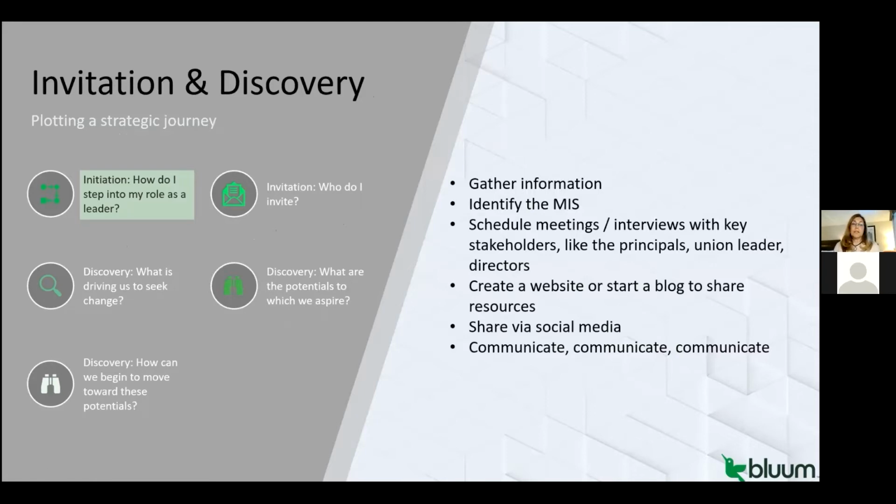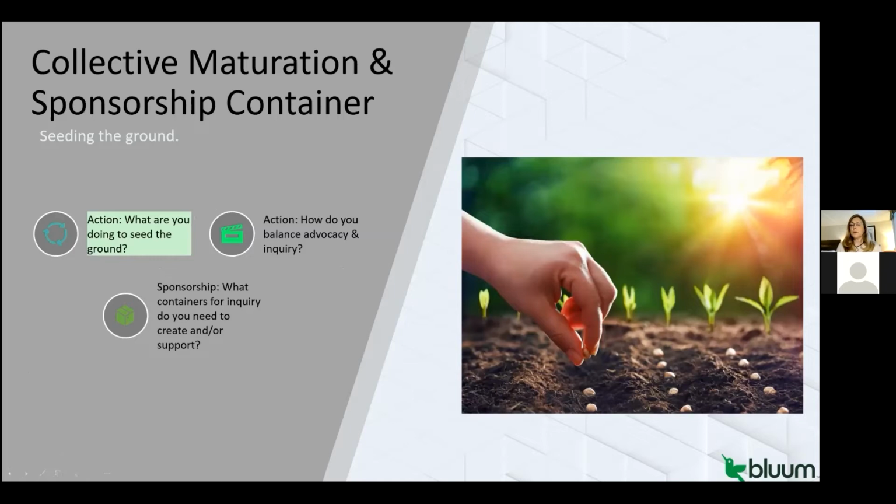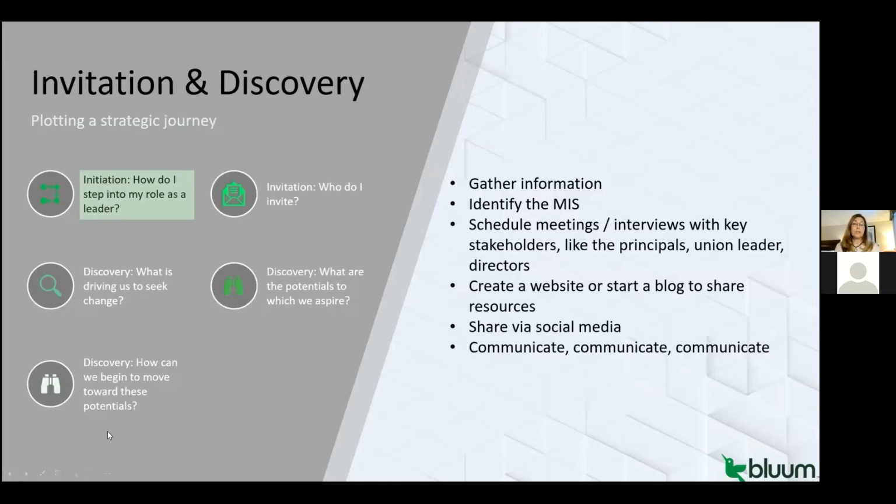In the first stage of invitation and discovery, one of the things that we did was we defined how you step into your role as a leader. We had lots of different suggestions about how you can lead this work and invite people to be a part of it. Some of the ideas were to gather information, do some research, and identify the most important stakeholder in your organization that you need to report to on a regular basis about the progress of the work.